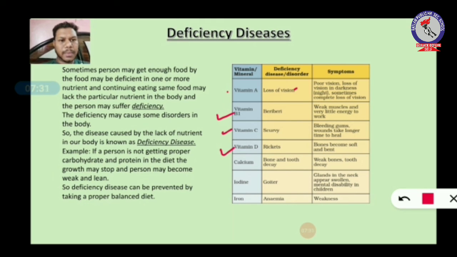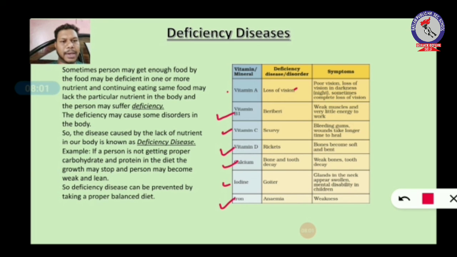Next one is calcium. As you know, calcium is a mineral. It is used for healthy bones and teeth. So you can see the symptoms also. There is weak bone and tooth decay. The next is iodine. Iodine also is a mineral. If there is a lack of iodine in food, it will cause goiter. The symptom of goiter is that the gland in the neck, that is called the thyroid gland, will become swollen.